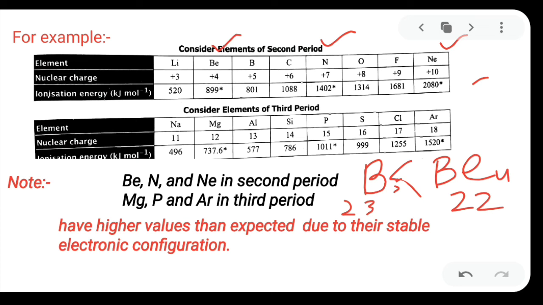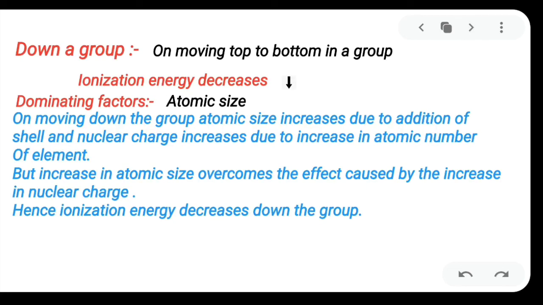The same thing happens with nitrogen and oxygen. The electronic configuration of nitrogen is more stable than that of oxygen. Hence, nitrogen possesses more ionization energy than oxygen. And you will find the same trend in period 3. In period 3, the ionization energy of magnesium is greater than aluminium and the ionization energy of phosphorus is greater than sulfur. And argon, as usual, is a noble gas, so it has the highest ionization energy. Okay, so now let us discuss it in a group.